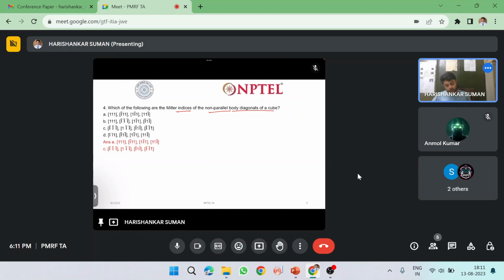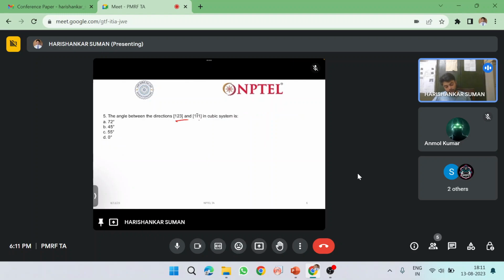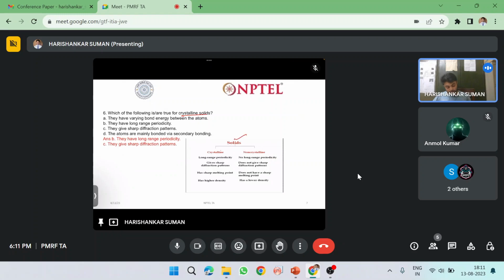Fifth question: angle between. So please remember the formula of the angle, cos theta equal to. Then we can find it easily for crystalline solids. So please remember crystalline as well as non-crystalline.